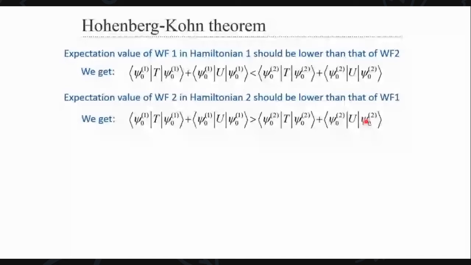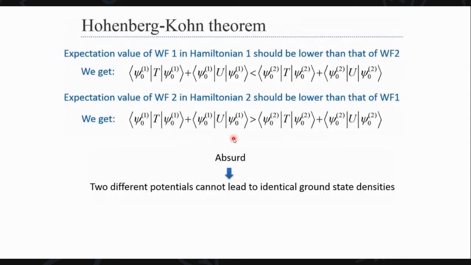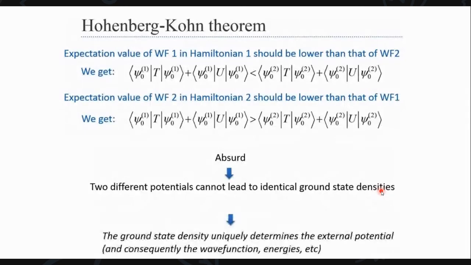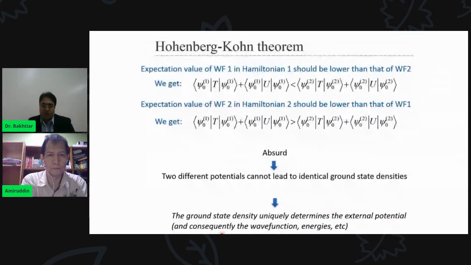This means that considering the same electronic density for different external potentials is absurd. Two different potentials cannot lead to identical ground state densities. Every external potential has its own ground state density. Therefore, the ground state density uniquely determines the external potential and consequently the wave function and energies, etc.